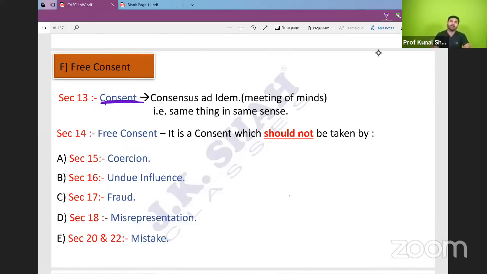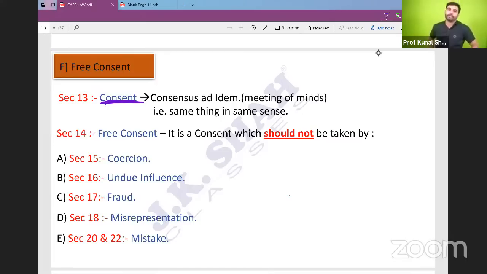I wanted to sell my red Audi car to Mr. Karthik, and Karthik wanted to buy that red Audi car only. So over here, there was a consent between me and Karthik. The word consent has a plain English meaning, called permission.